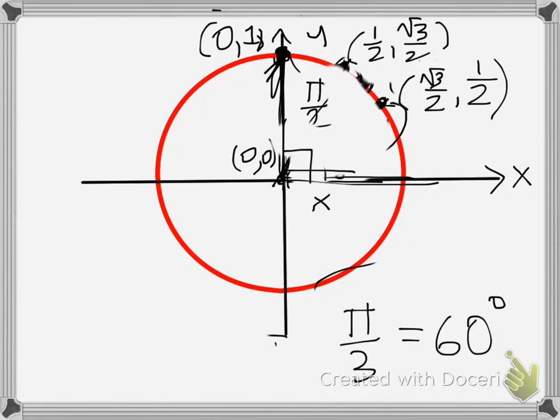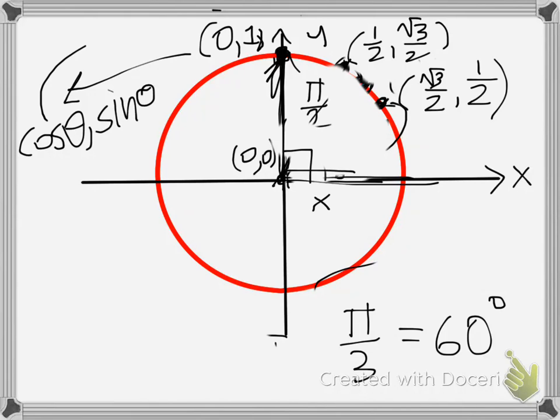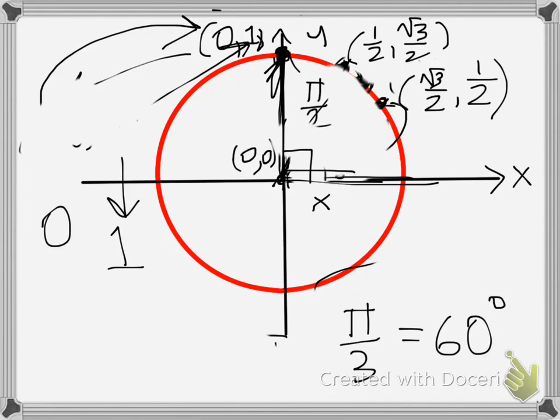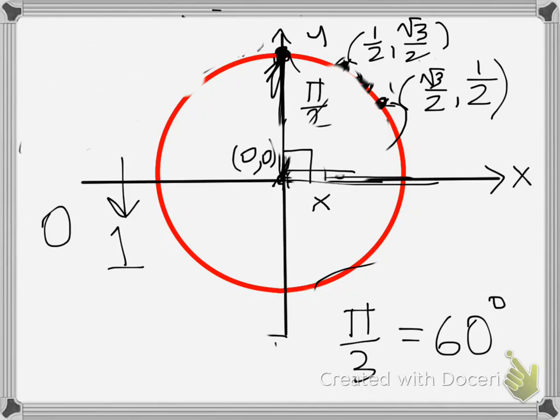But what did we learn? We learned that the coordinate is cosine of theta, sine of theta. So we can say that the cosine of pi over 2, or 90 degrees, is 0, and the sine of pi over 2, or 90 degrees, is 1. So we can actually use the unit circle to find the cosine and sine of an angle. Pretty neat, right? So that's what the unit circle is for.